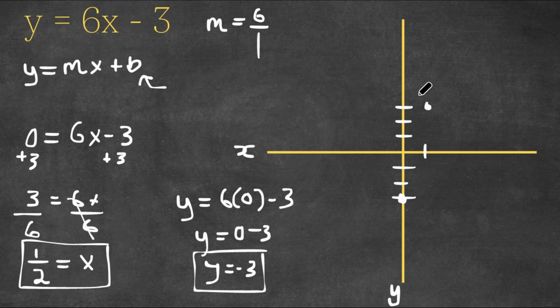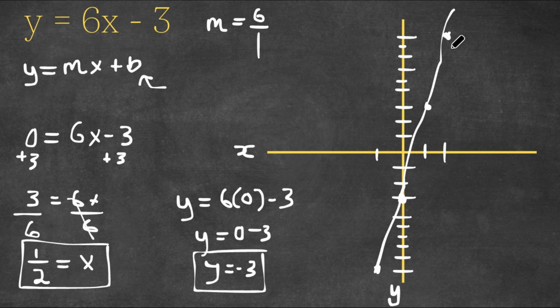This is our y-intercept. Now let's do this one more time. We go up by 6. 1, 2, 3, 4, 5, 6. And we go to the right by 1. So our next point would be right about here. And remember, 6 over 1 is the same thing as negative 6 over negative 1. So we can also go down by 6, and to the left by 1. And now let's go ahead and connect our dots.